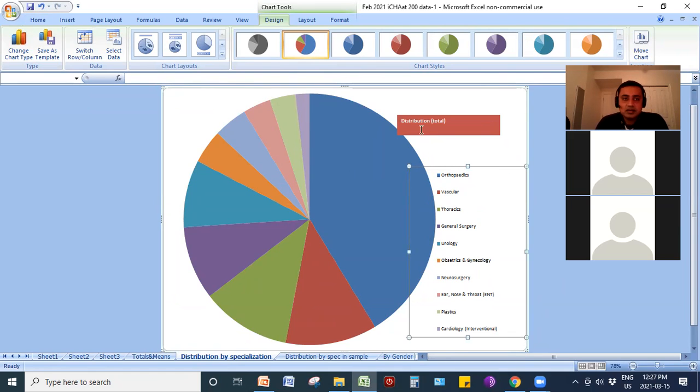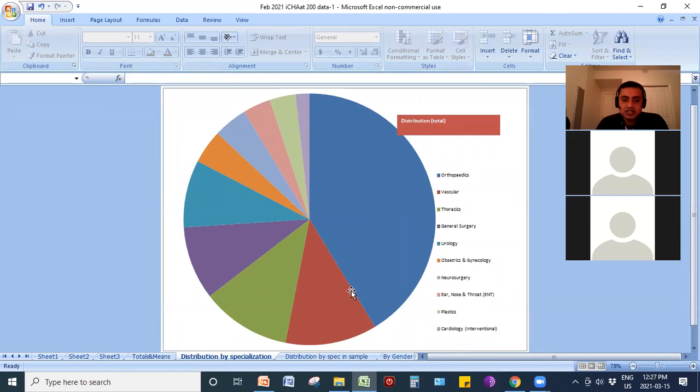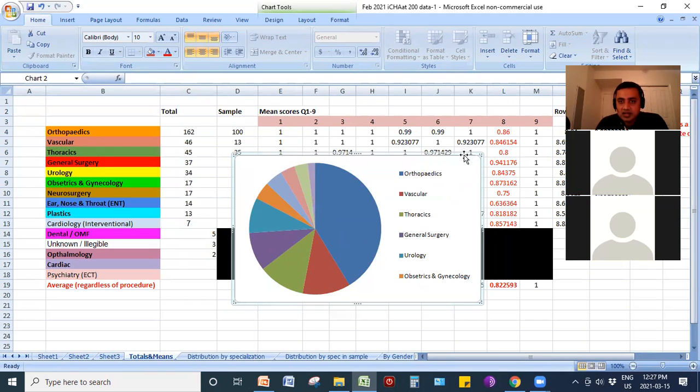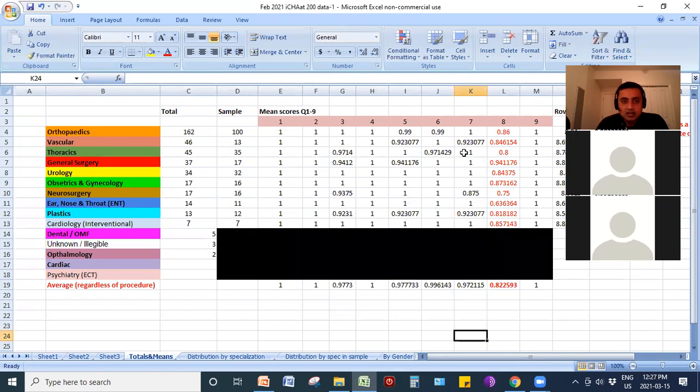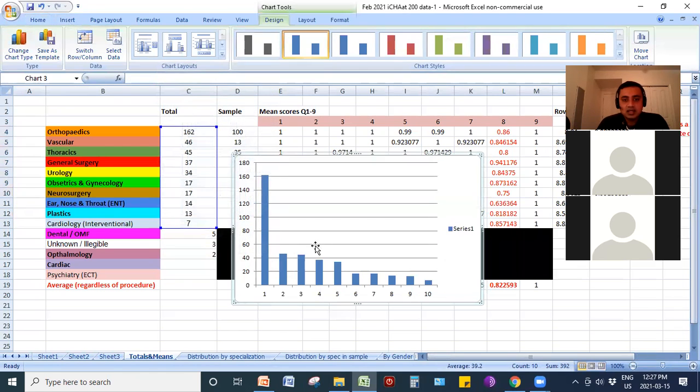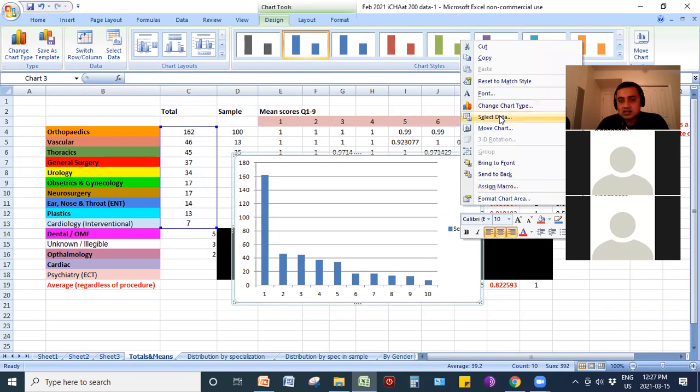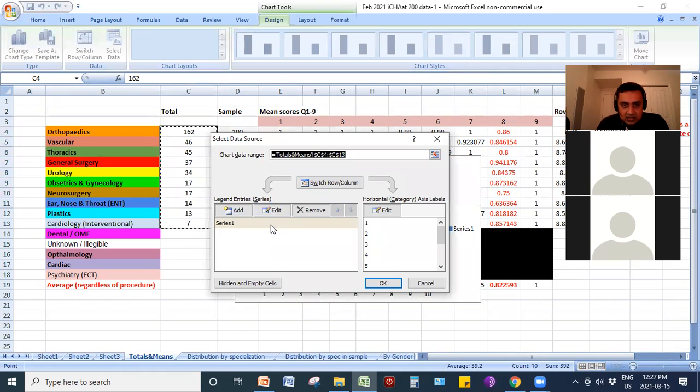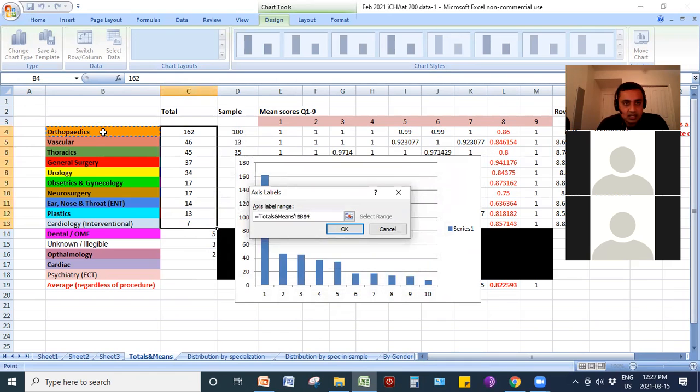Anyway, if the same thing I wanted to represent as, let's say, a bar graph, I can go ahead and delete this now. I could also represent the same thing as a bar graph. It's called a column chart or bar graph, whatever you want to call it. Go ahead, and again, I would change how it picks its data. So the series are here and the labels would be these.